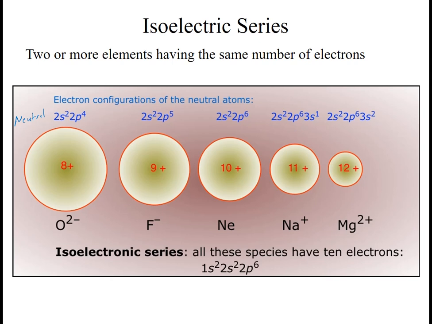So when I add 2 electrons to this, it becomes p6. When I add 1 electron to this, it becomes a p6. This is already a p6. I take sodium plus, so I take 1 electron away, it becomes a p6. And magnesium 2 plus, take 2 electrons away, is a p6. So all these species have 10 electrons with 1s2, 2s2, 2p6. Okay, and that is the end of this section.